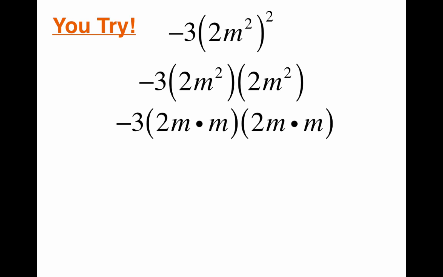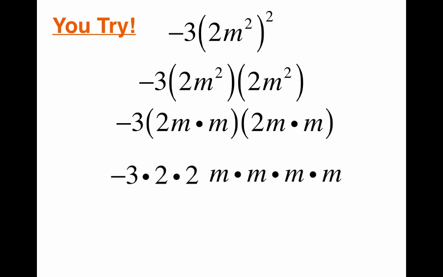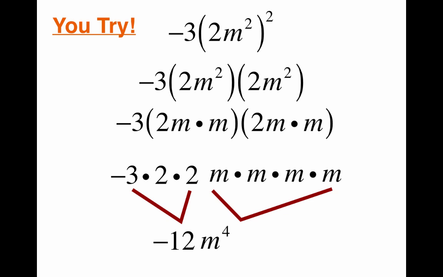We're going to put the numbers together. So negative 3 and 2 and 2. Then we're going to put the m's together. Well, there's four of them. M times m times m times m. And then we simplify. 3 times 2 is 6, and 6 times 2 is 12. So it's going to be a negative 12. And we have, I said, 4m, so that's m to the fourth power. And that is our simplified solution.